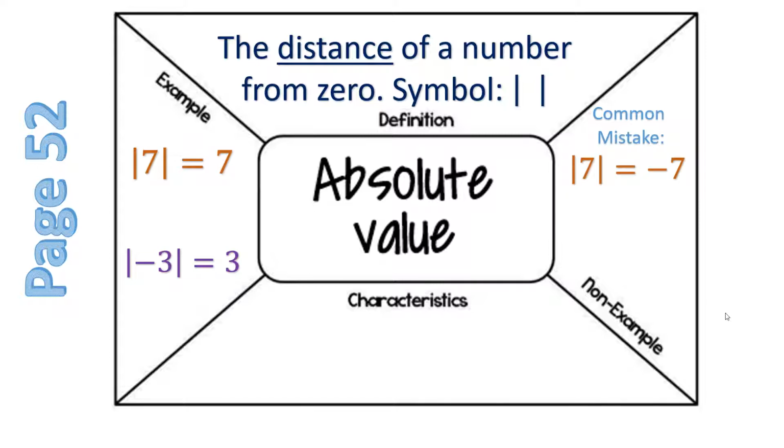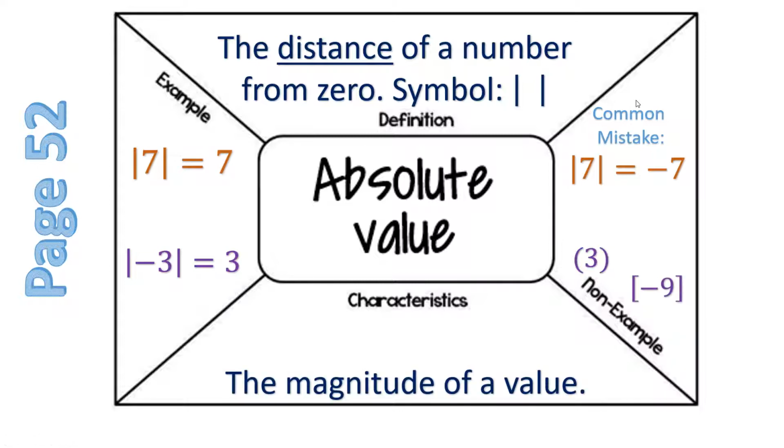A common mistake is changing whatever the absolute value is into the opposite of. Absolute value does not mean opposite of, it means the distance. So therefore, here was the correct example. This is the common mistake. Non-examples would be parentheses around the 3 and brackets around the -9. Absolute value is the magnitude of a value, and it's always positive. So those are the characteristics for absolute value.